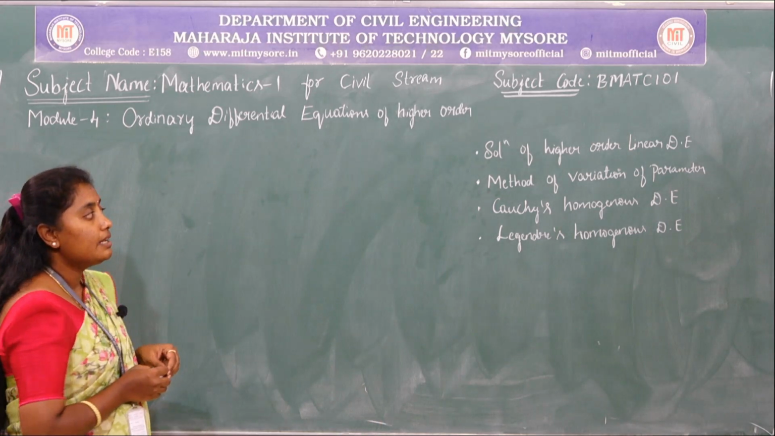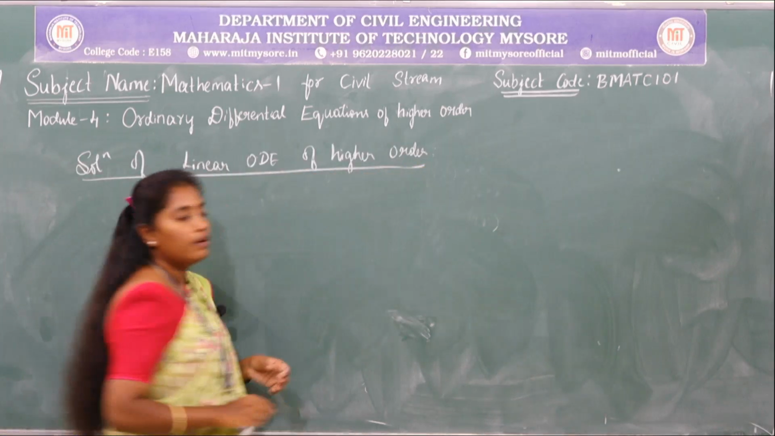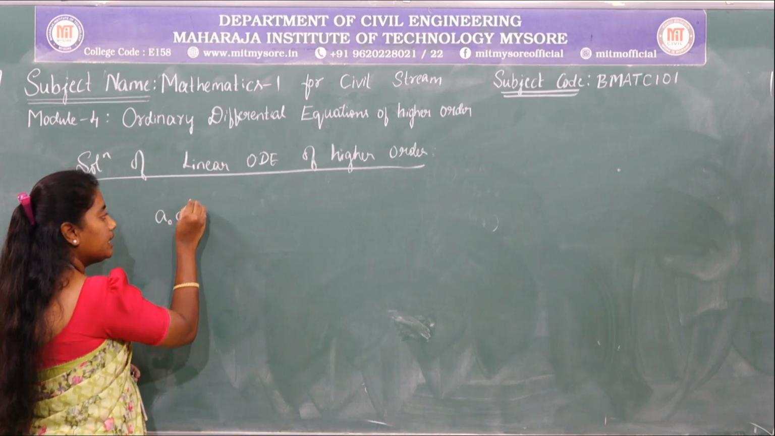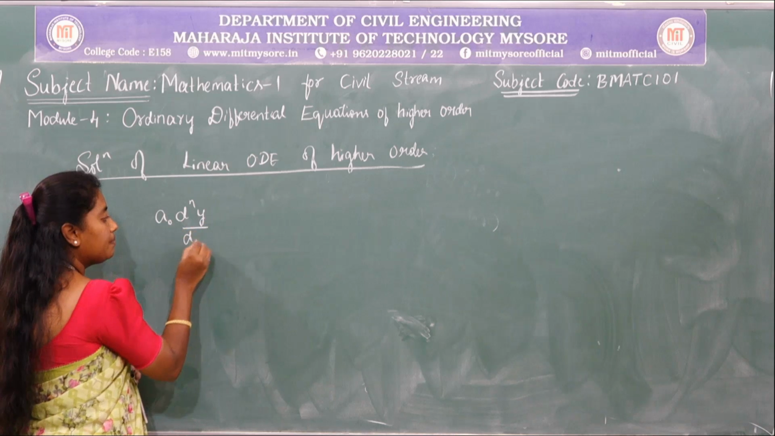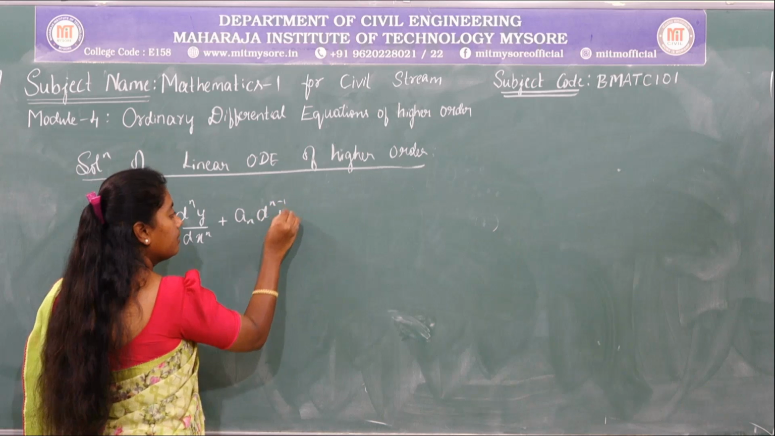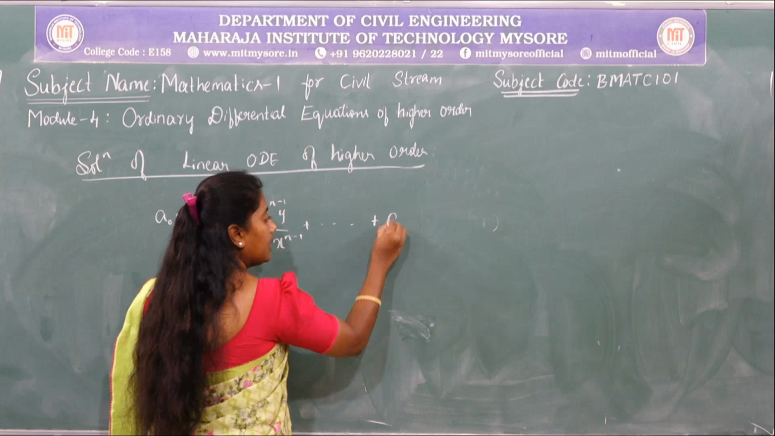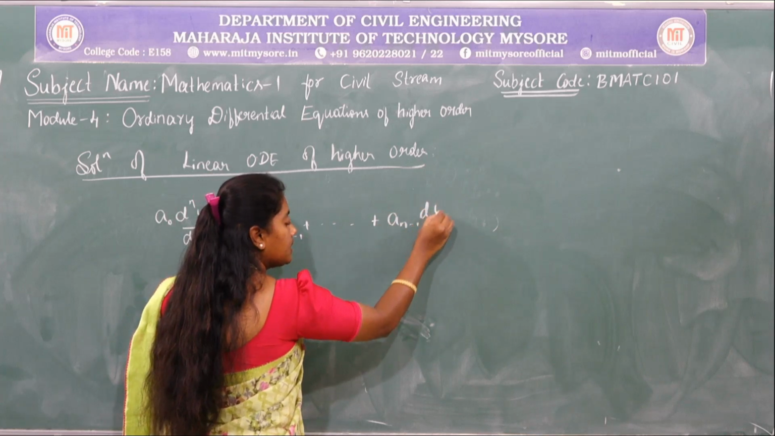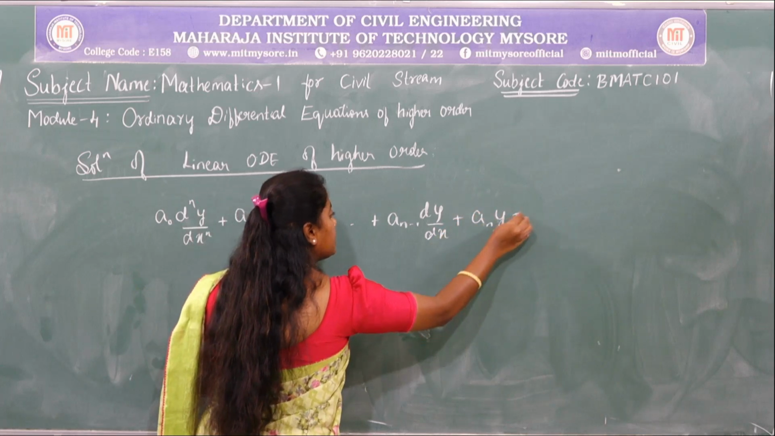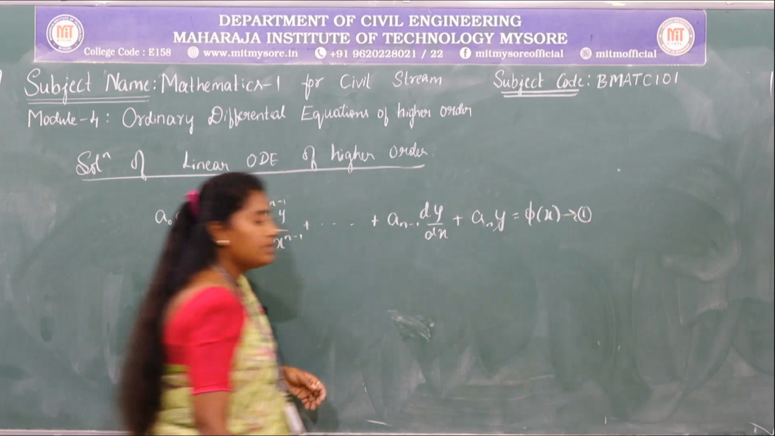That is first one, solution of higher order linear differential equation. Here ODE of higher order. The equation of the form a naught nth derivative of y with respect to x plus a1 (n minus 1)th derivative of y with respect to x, similarly, a n minus 1 first derivative of y with respect to x plus a n into y is equal to phi of x. Let us take this equation as equation number 1.